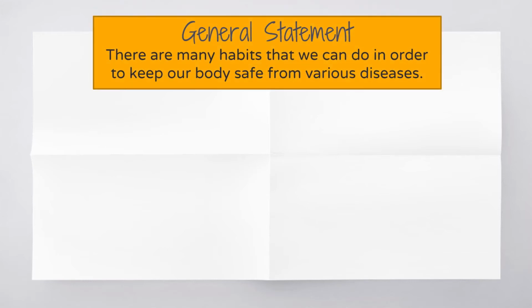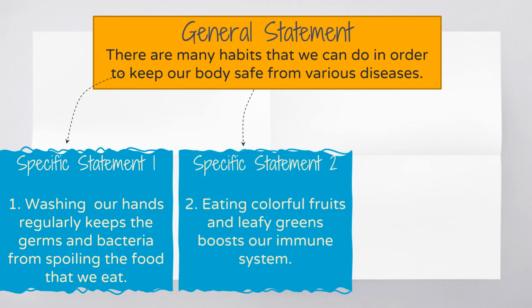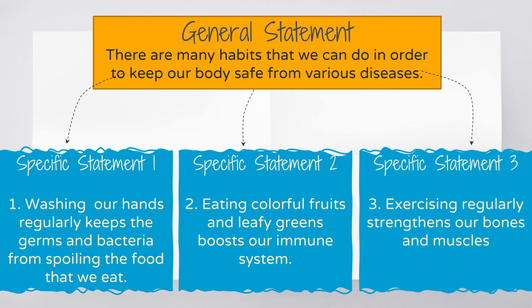Let us distinguish the general statement and specific statements in the passage that you read earlier using this graphic organizer. The general statement is, there are many habits that we can do in order to keep our body safe from various diseases. Specific statement number 1. Washing our hands regularly keeps the germs and bacteria from spoiling the food that we eat. Specific statement number 2. Eating colorful fruits and leafy greens boosts our immune system. Specific statement number 3. Exercising regularly strengthens our bones and muscles.